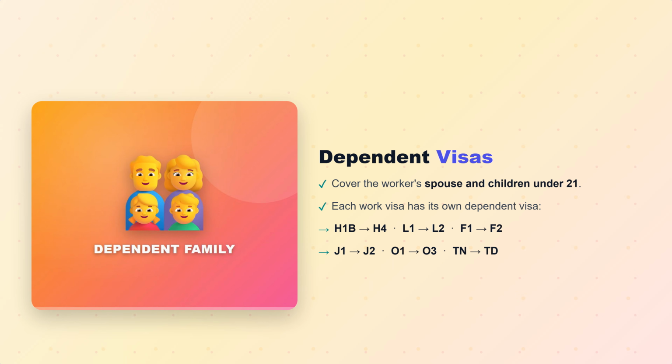Let us not forget the families, the dependent visas. When the main worker comes to the U.S., their spouse and children under 21 can join on a dependent visa. Each work visa has its matching dependent visa. H-1B goes to H-4. L-1 goes to L-2. F-1 goes to F-2. J-1 goes to J-2. O-1 goes to O-3. And T-N goes to T-D. So every primary visa has a family version.